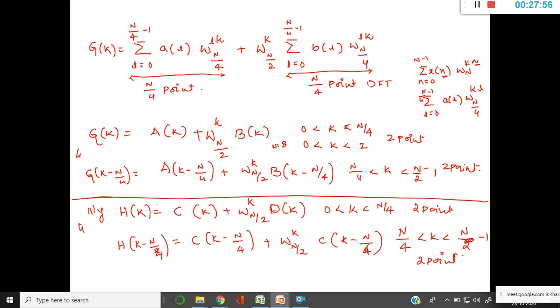Now, once again, I will make the point clear. From x of n values, I should calculate X of k. X of k values are calculated by splitting the n-point into n by 2, and again the n by 2 point DFT is decimated into n by 4 point DFT. So you know that, take A of k and B of k, calculate G of k. Once you get G of k values, again you can calculate the X of k values from the G of k definition. Similarly, you calculate C of k, D of k. From C of k, D of k, you can calculate the H of k values. I will make this job very simple by applying the chart, by applying the butterfly diagram.